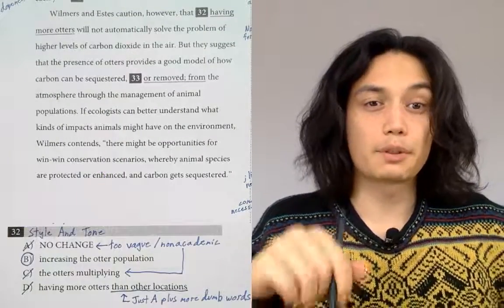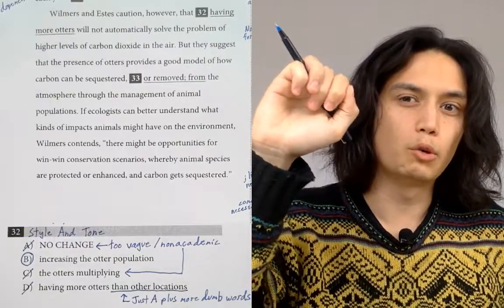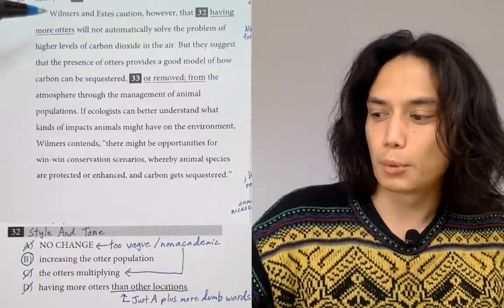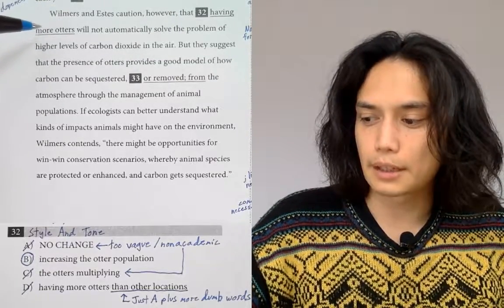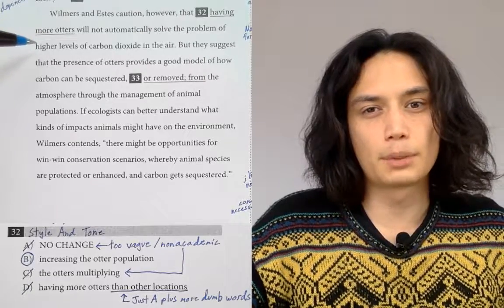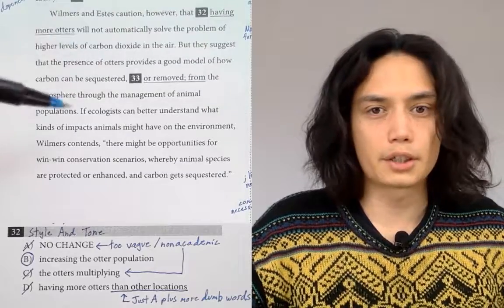Now this question comes up in the first sentence of the third paragraph of the passage. It is the sentence that starts "Wilmers and Estes" right here. "Wilmers and Estes caution, however, that having more otters will not automatically solve the problem of higher levels of carbon dioxide in the air."